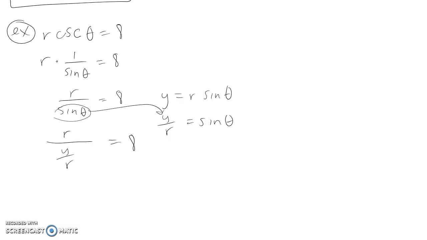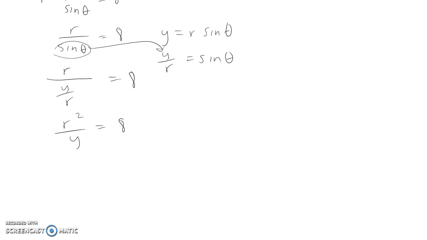Okay? And then if I flip and multiply, because I'm dividing by a fraction, I get r squared over y is equal to 8. Again, here I'm halfway in between polar and rectangular coordinates. Well, what do we do with the r squared? Ah, r squared is x squared plus y squared, remember? Over y equals 8. So I'm pretty much done. This is an equation in rectangular coordinates.